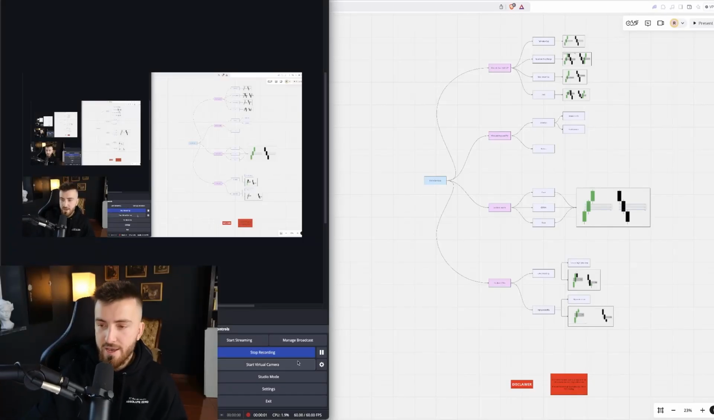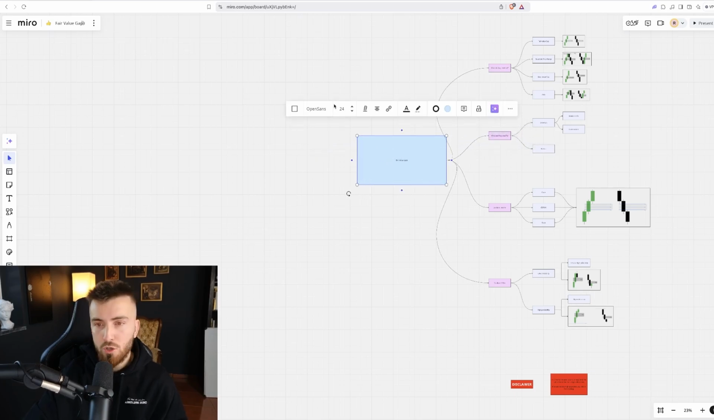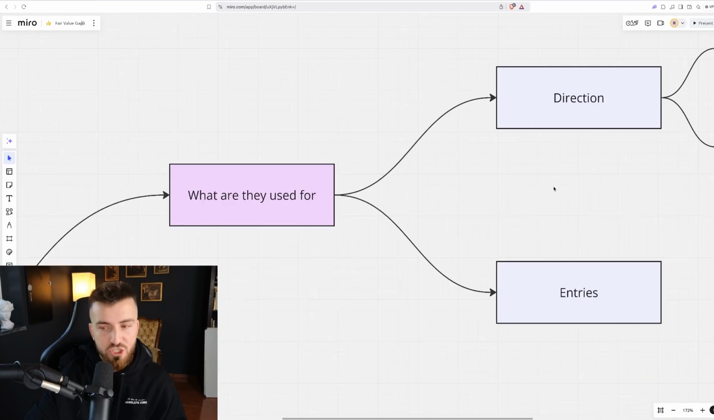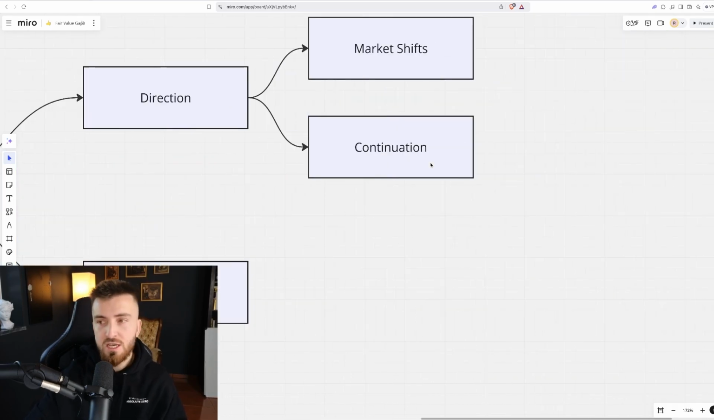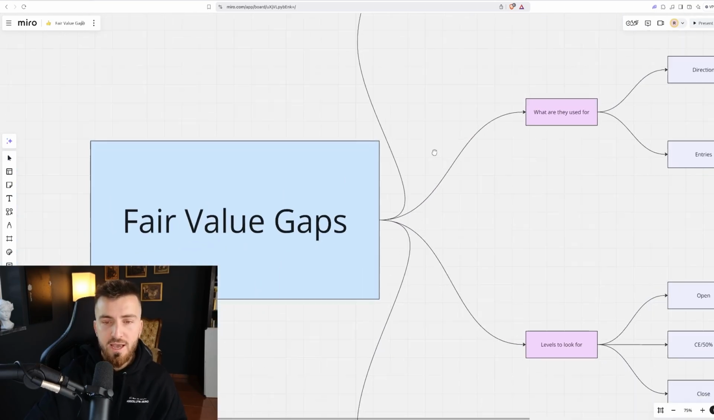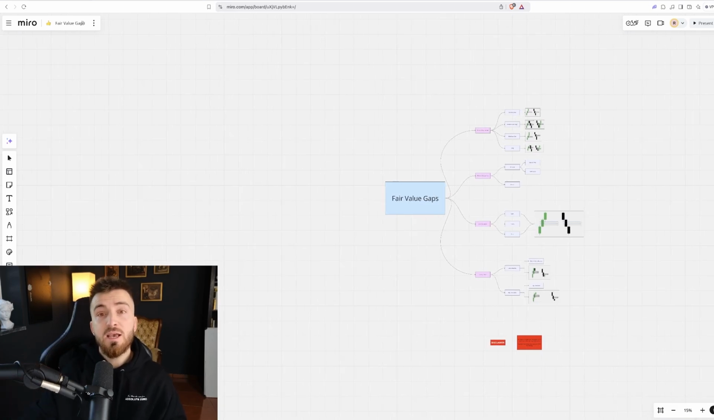Okay, so today we are going to be talking about fair value gaps. Fair value gaps are possibly one of the most important technical concepts, because they serve a very, very big purpose for us as traders. They are going to help us form direction. They're going to give us entries. They're going to show us the market shifts and the continuations. And that is why fair value gaps are so powerful, because they're very versatile in what you can do with them. And that's why I want to talk about fair value gaps.